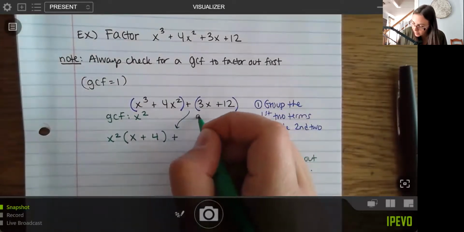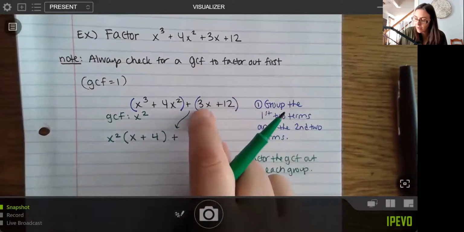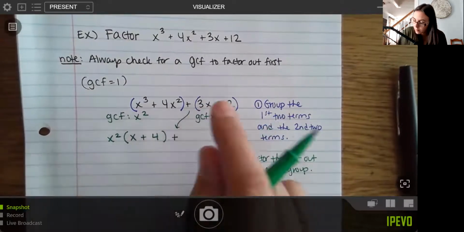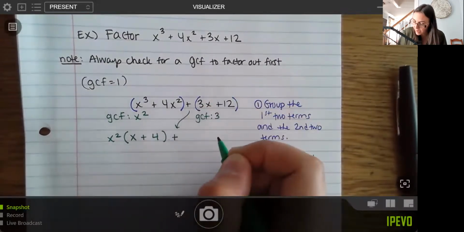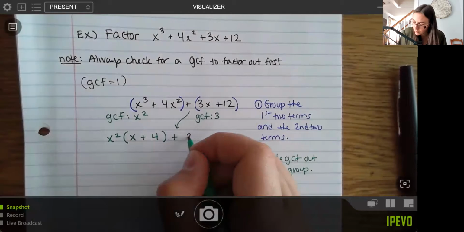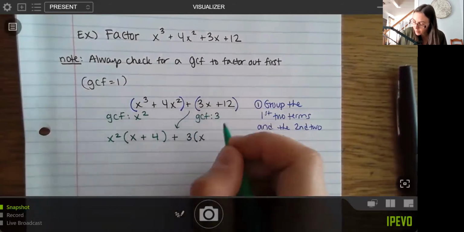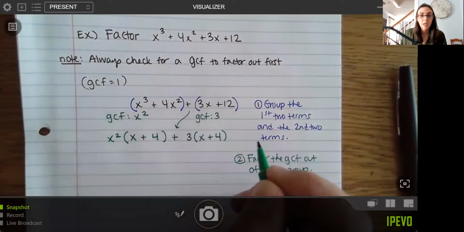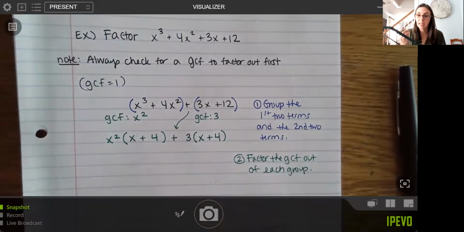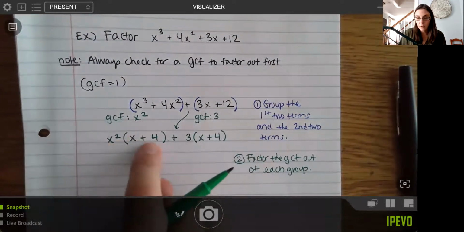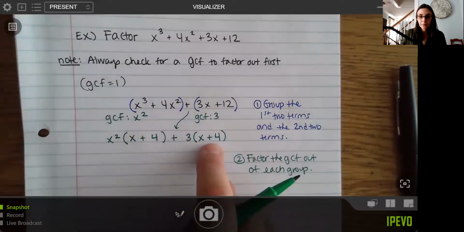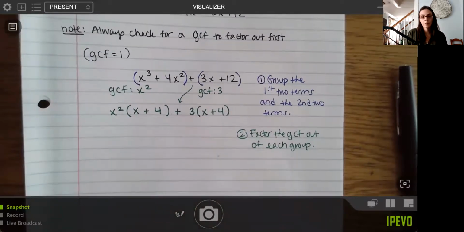So the GCF here, if I look, they each have a factor of 3. So I'm going to factor that out. So the 3 goes on the outside, and then I have an x left, and 12 divided by 3 is 4. So I'm using the factoring techniques from the GCF to rewrite those 2 groups.